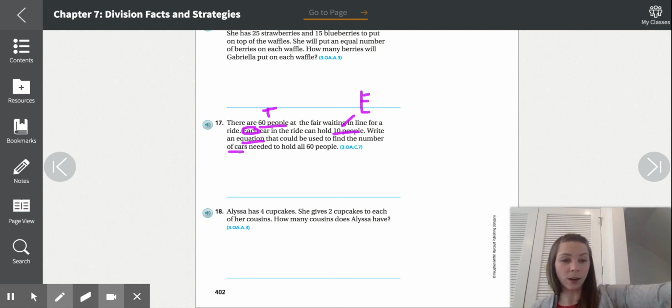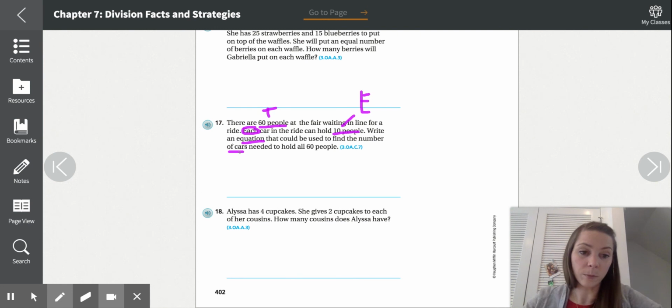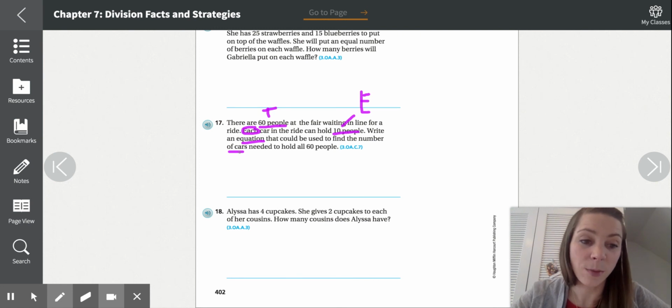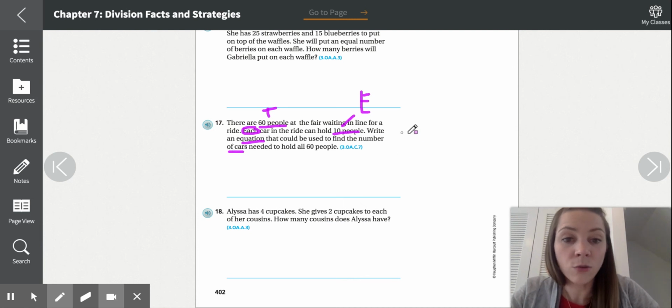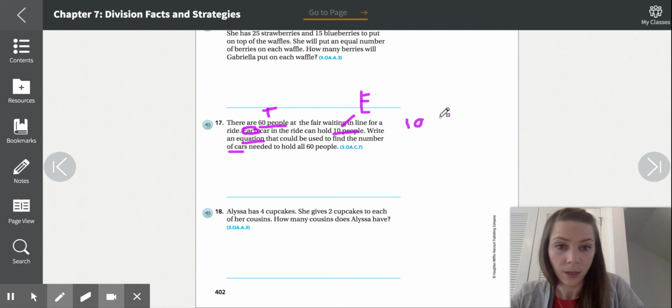Maybe it's just a regular roller coaster, all the little cars that are in a row. And we want everyone from the 60 people to be able to ride at the same time in different cars. So how many cars would we need? Right, so again, you could draw that. You could draw 10, and then another 10, and keep going with your 10s until you get to 60, right?